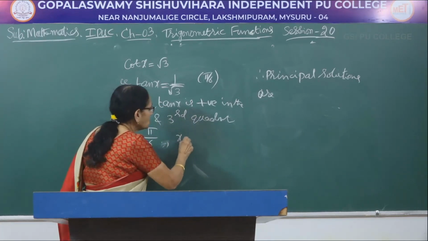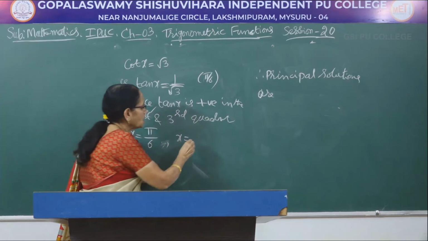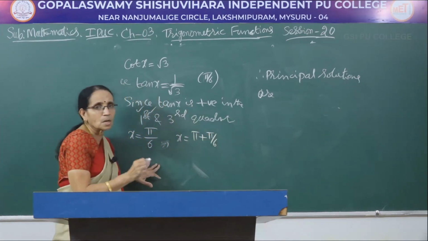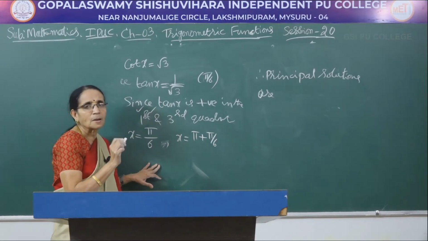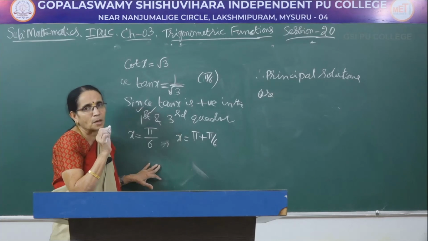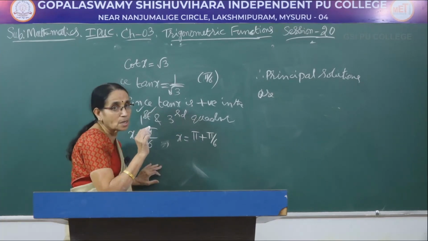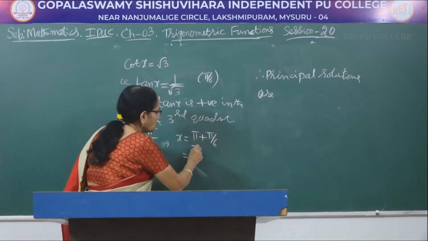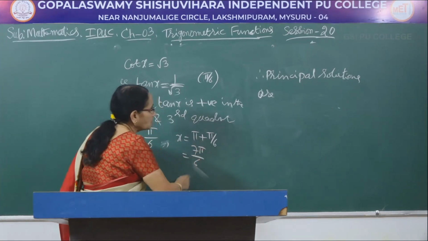Third quadrant, I told you how to write. Write it as pi plus pi by 6. Third quadrant means it has to be pi plus something. Second quadrant means pi minus something. Fourth quadrant means 2 pi minus something. Don't use any other, pi by 2, 3 pi by 2, don't use. So when you simplify this one, it becomes 7 pi by 6.